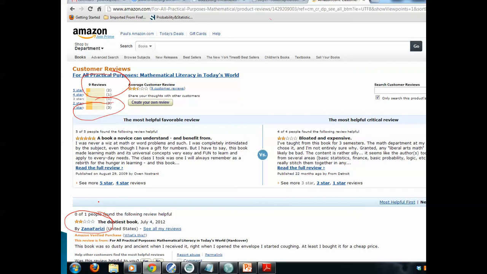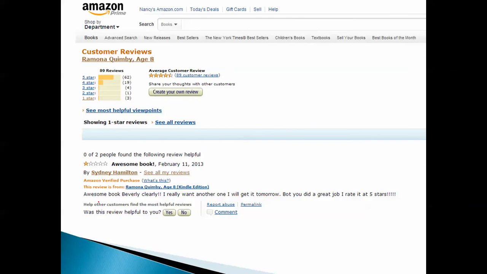No! No! No! You are not rating the copy of the book that you got. You're rating the content of the book, not whether it's dusty or dirty or stained. You can't blame the author for that. That's absurd. You've got to be wary of these ratings. What a ridiculous way to rate a book.